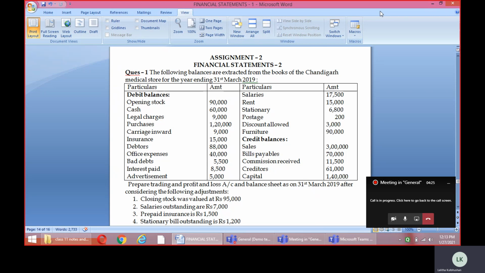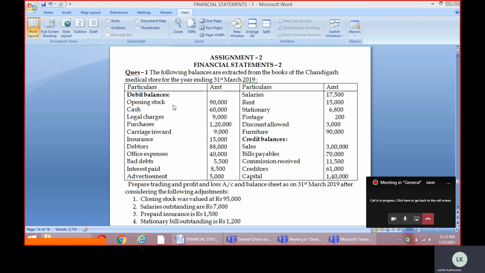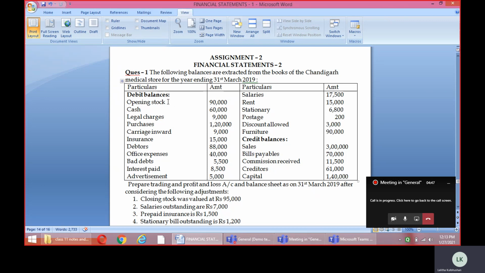So you have been given the debit balances, and you can see here that you have been given the credit balances as well. In the debit balances, you can see that so many items have been given here. So let's discuss one by one where these items will be shown. The first item is what we call the opening stock.